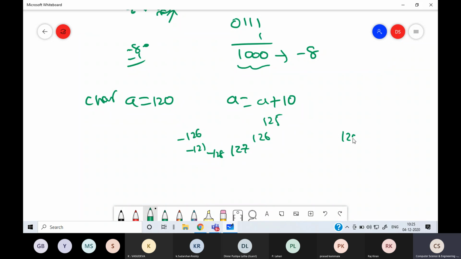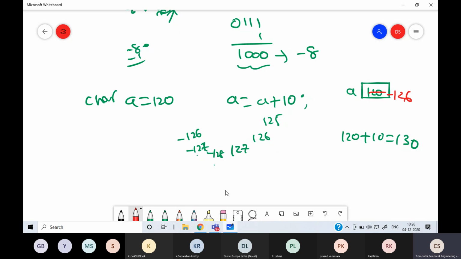If I take 120 plus 10, it is 130. So 130 means 127, 128, 129, 130. So 130, if I use here, it is minus 126. Because after 127, if I add 1, I'll get minus 128. Add 2, minus 127. Add 3, minus 126. Because I'm adding 10, if I add 10, I'll reach minus 126. So the result of this operation is minus 126.